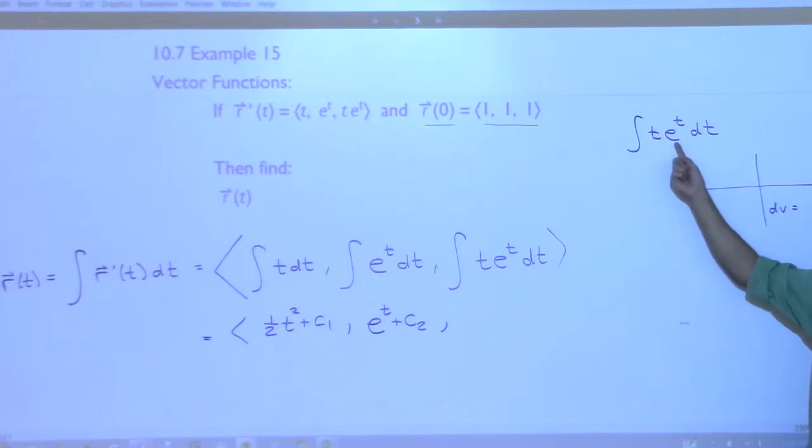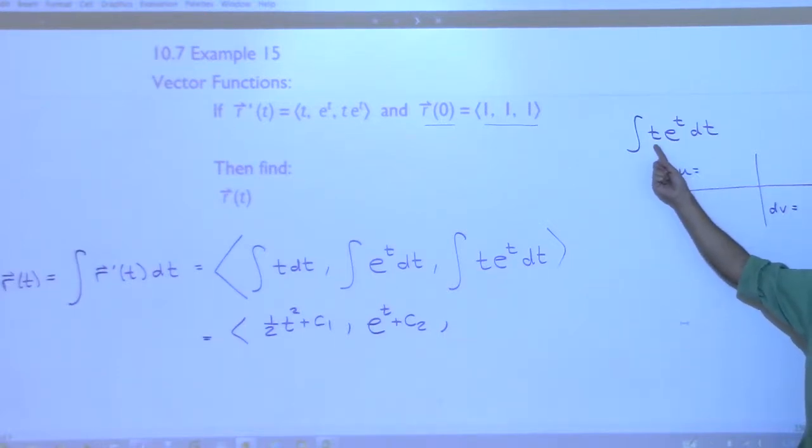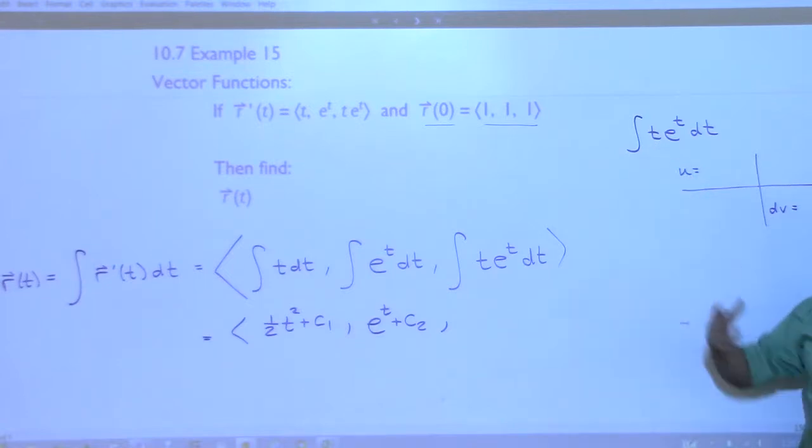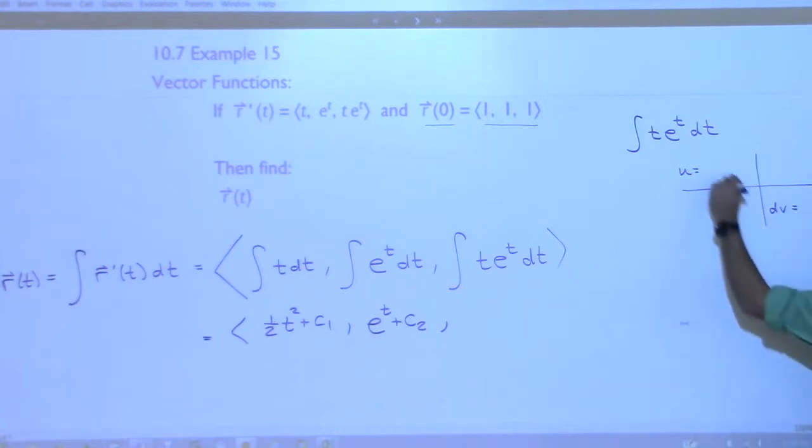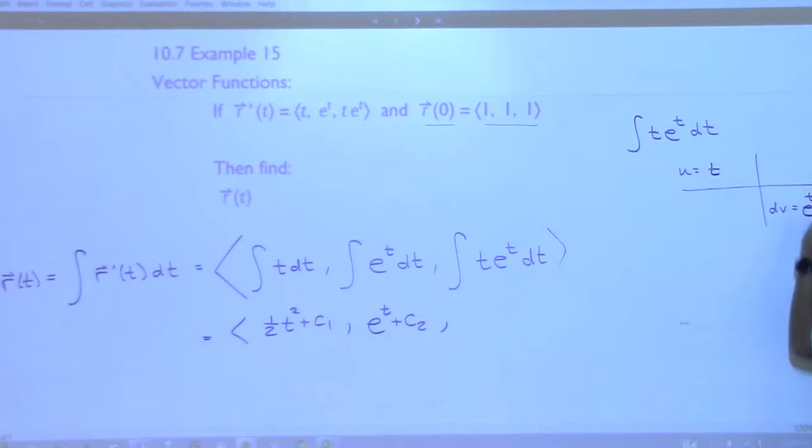If I do it the other way, I differentiate that, I'm going to get e to the t. That's not a problem. But if I integrate that, I'm getting 1/2 t squared. So I don't want 1/2 t squared and e to the t together. So the first way is preferred. So t here, and then e to the t dt is the other part.